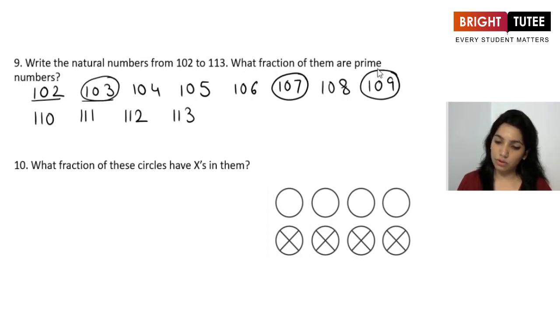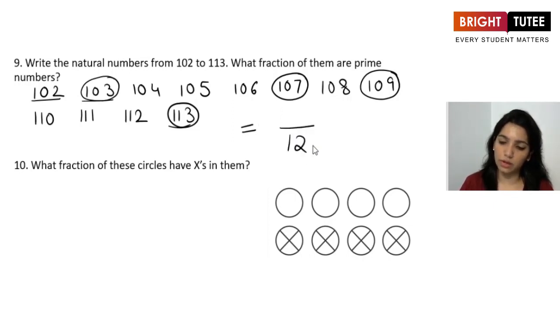Then we have got, are we sure? Let's just check whether 109 is divisible. So yes, it is not divisible by any number. It's divisible by 1 and itself. So it is a prime number. Then we have got 113 as the prime number. So how many total numbers are we having here? 1, 2, 3, 4, 5, 6, 7, 8, 9, 10, 11, 12. And out of 12, how many are prime? 1, 2, 3 and 4.